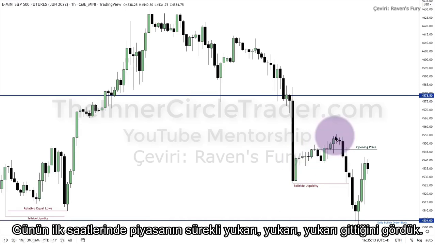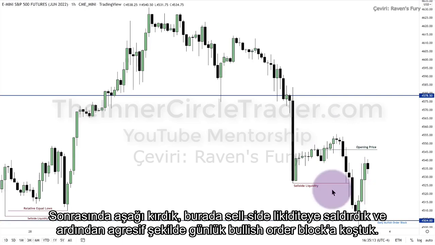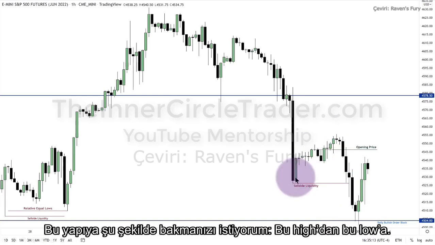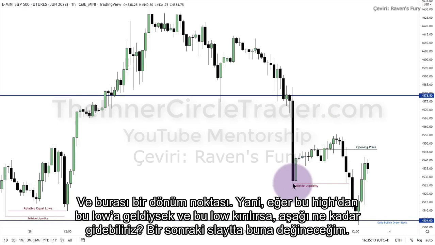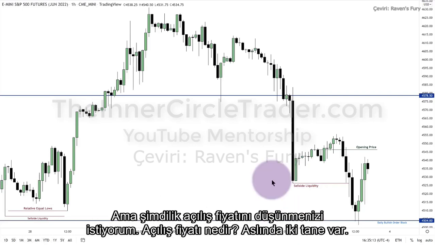Initially in the morning, we were seeing the market trade higher, higher, higher, higher, and then we broke lower, attacking the sell side liquidity here, and then aggressively running into the daily bullish order block. I want you to take a look at this framework from this high down to this low, and this being a fulcrum point, that being if this high trades to this low and we break this low, how far can we go down?